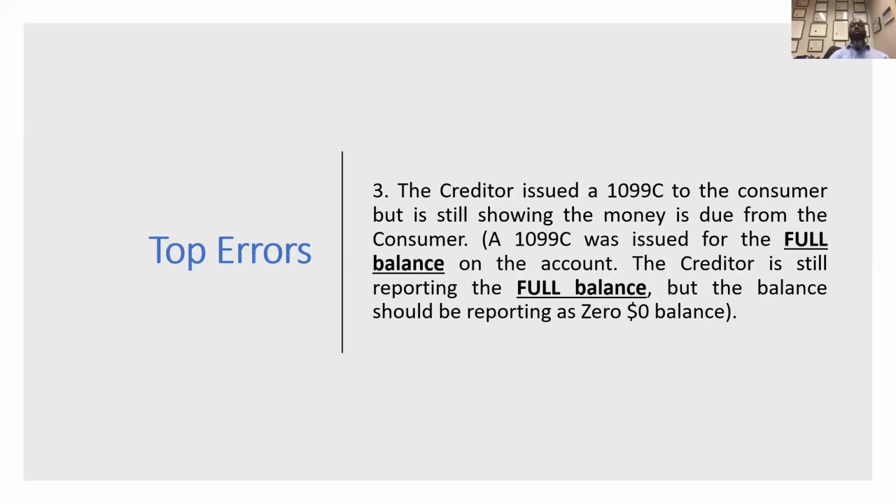If a consumer received a 1099-C, but the credit report is showing that they owe a full balance, the balance should actually be reporting as zero. There should be no balance. If the creditor provided you a 1099-C and forgave a debt, then absolutely the debt should not be reporting with any balance. It should be zero.